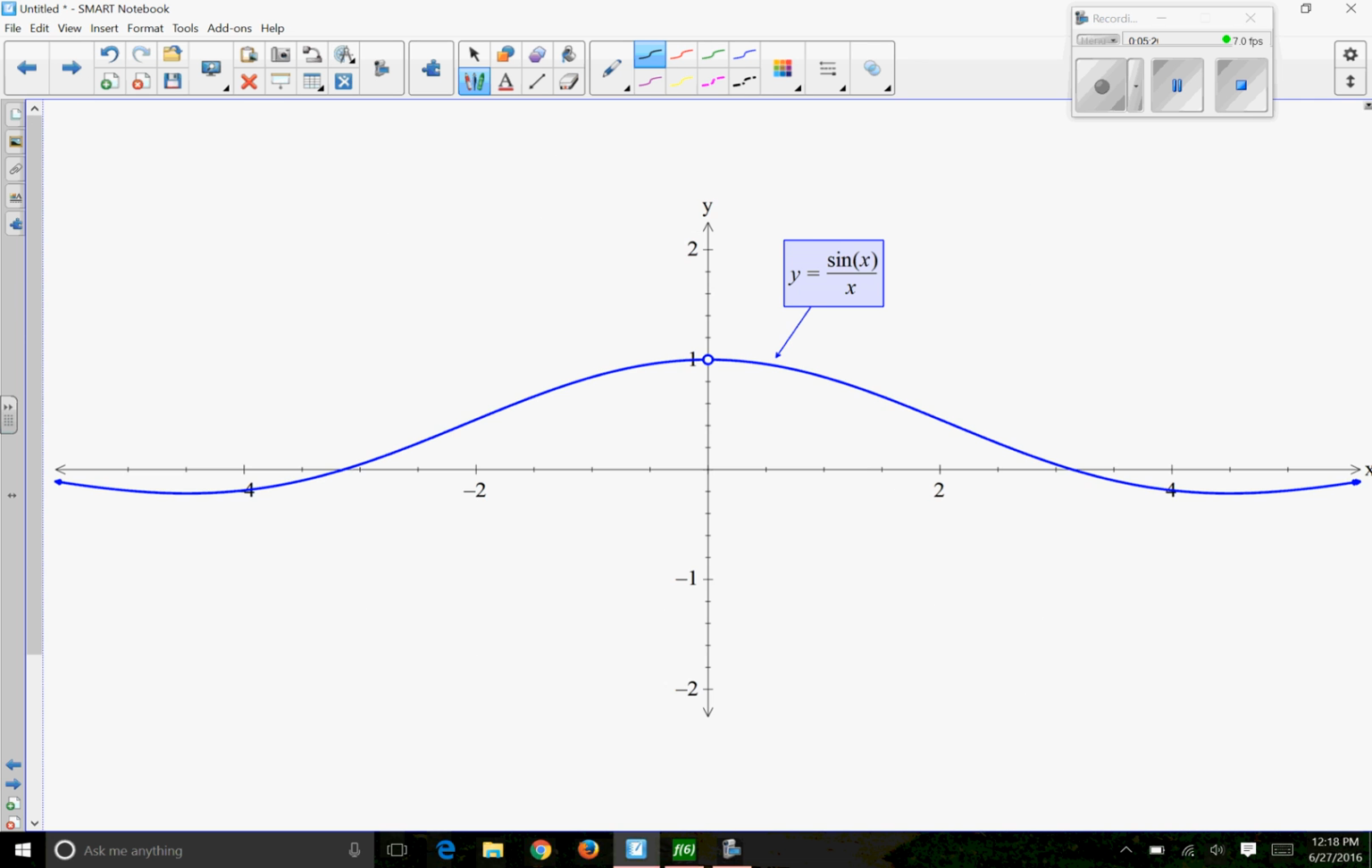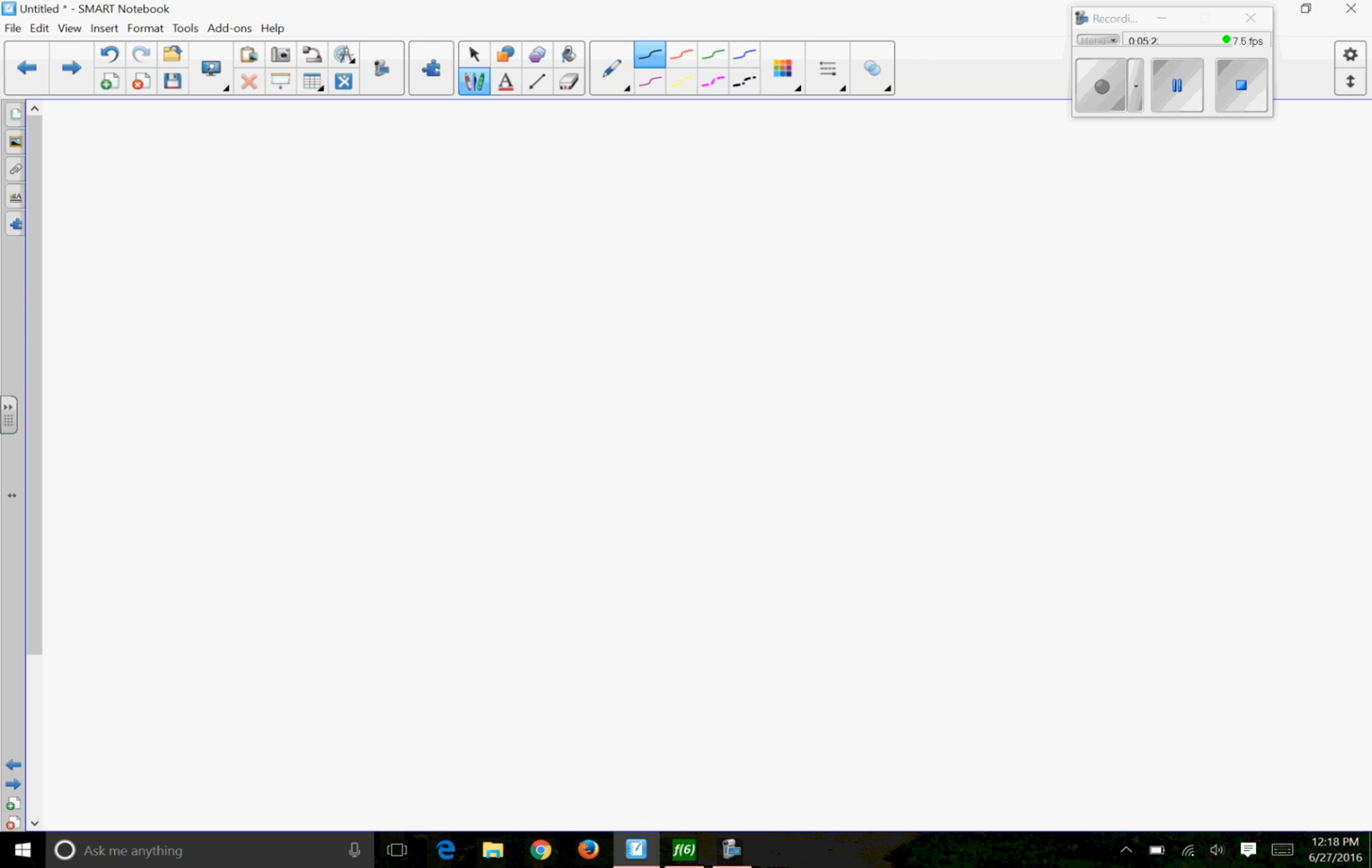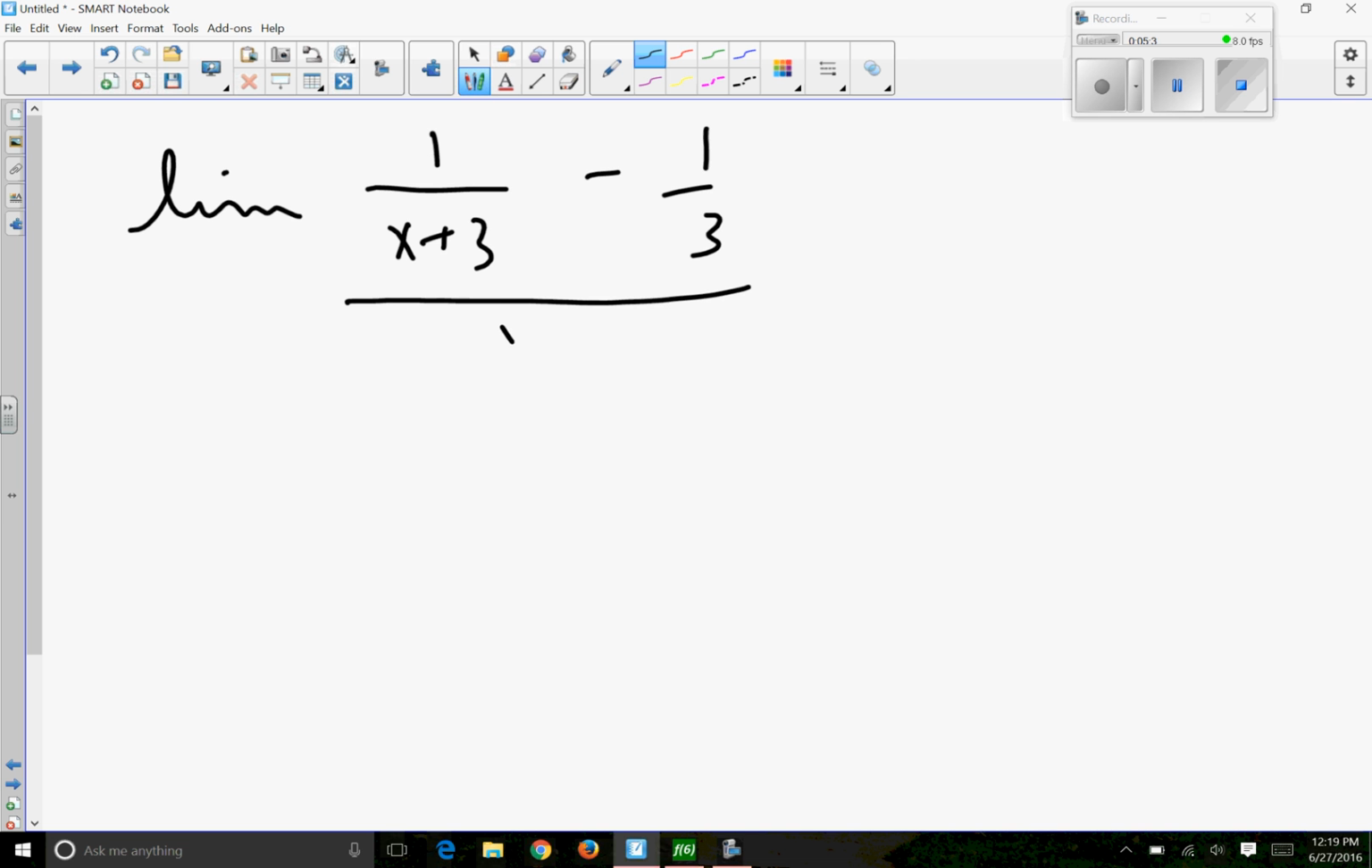Next example, the limit of (1 over (x plus 3) minus 1 over 3), all this over x, and x is approaching 0. If we replace x with 0, the numerator will be 1/3 minus 1/3. And if we replace x with 0, this denominator will be 0. The technique for evaluating this limit is to simplify this complex fraction.